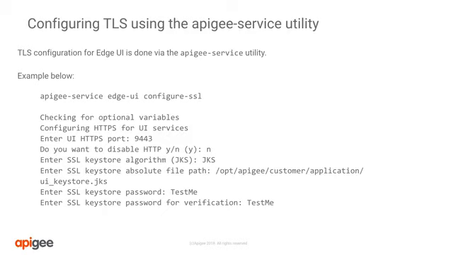First, you can see we set the port for HTTPS. Next, you're asked whether or not you also want to disable HTTP access. We set the key store algorithm to JKS and provide the full path to the key store. Finally, you enter and confirm the key store password. At this point, configuration is complete.